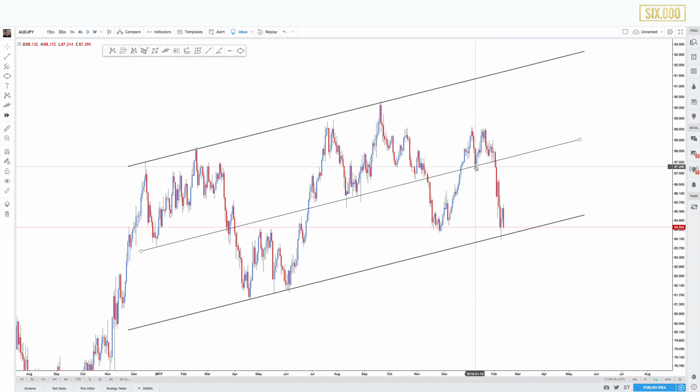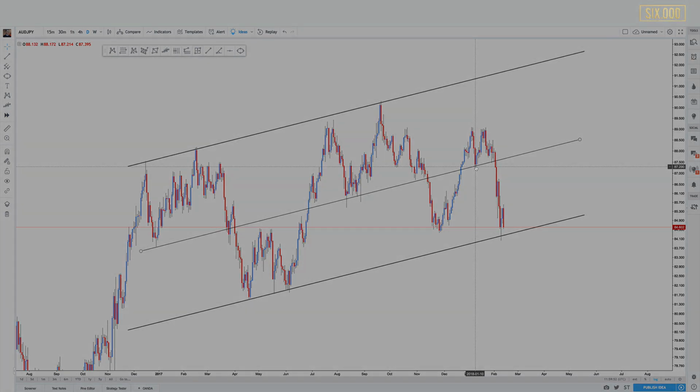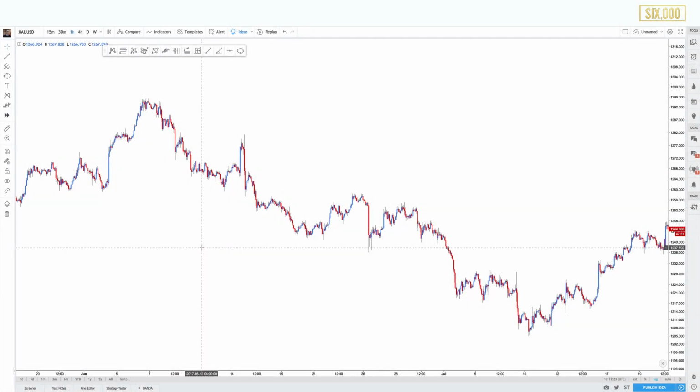So what I want to do now is give you an example of a descending channel. So let's hop over to gold US dollar. Okay, we're now on gold US dollar on the 1 hour chart. We're looking at a descending channel. What I'm going to do is grab the parallel channel tool. So I'm just using this to keep it very simple for you guys.